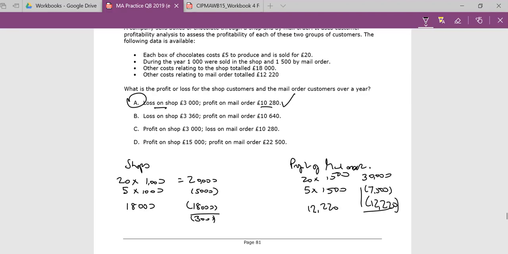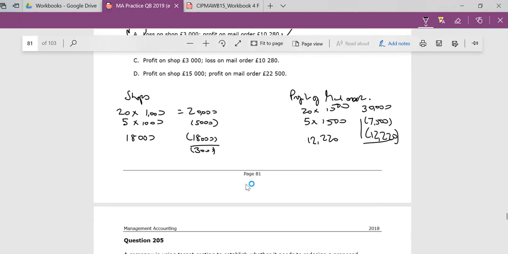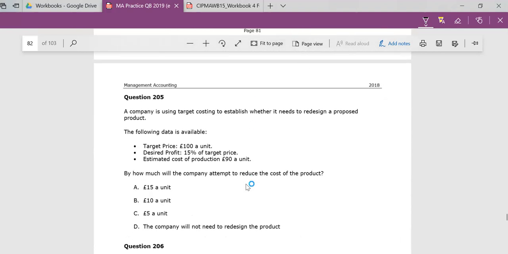Okay, great stuff. So let's do question 204 and carry on. Well, 205. We're entering the world of target costing, and this is pretty straightforward.